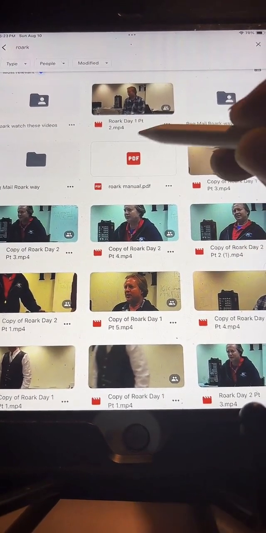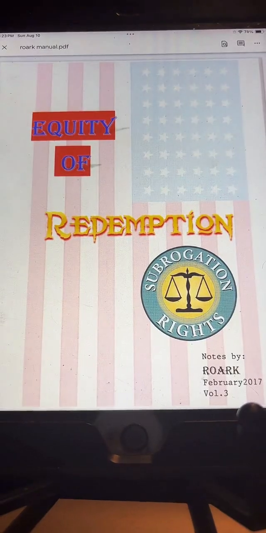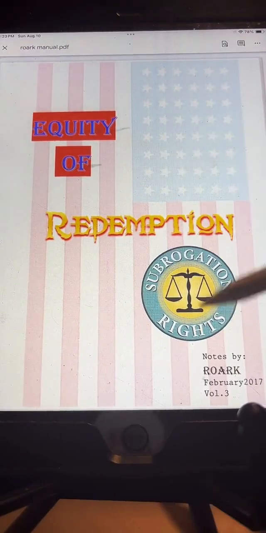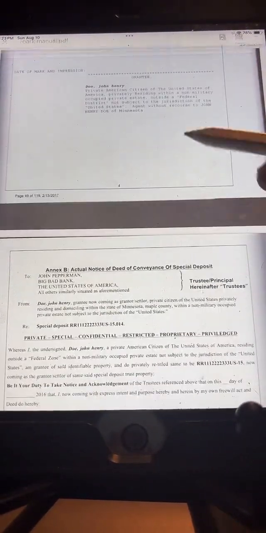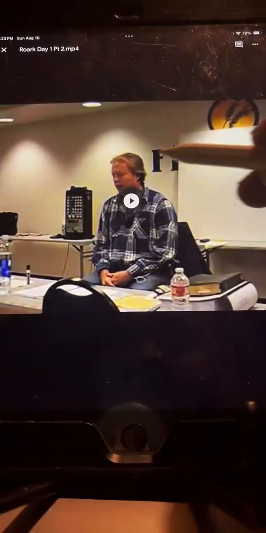Now, with Rourke goes the Rourke manual. This is the manual that goes with those videos so that you can follow along with the class he's having. That's his whole manual that comes with your instructions and all the material to operate the way that he tells you to. So it was a whole package that I got.